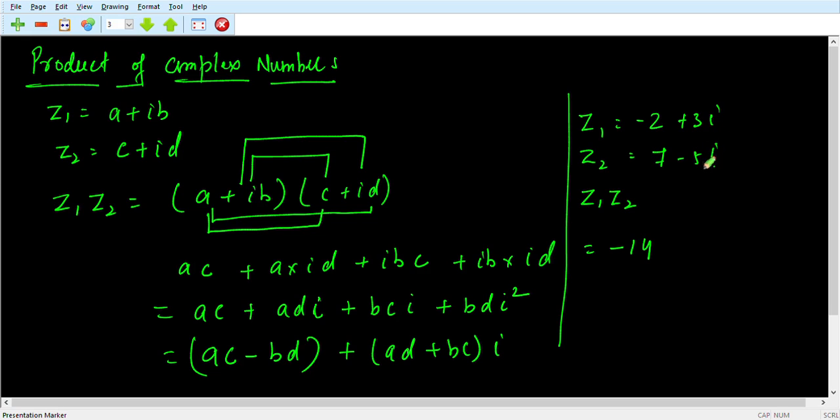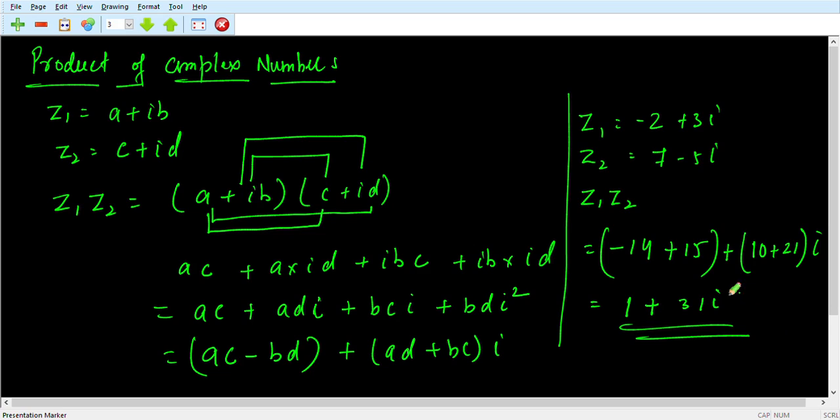It will give you minus 15 and plus. Minus and minus will become plus. This will become 15. So this will be the real part, plus the imaginary part, a with d. So this will give me 10 iota, and plus b and c, 21. So plus 21 iota. So the answer will be 1 plus 31 iota. So this is the way through which you can multiply two complex numbers.